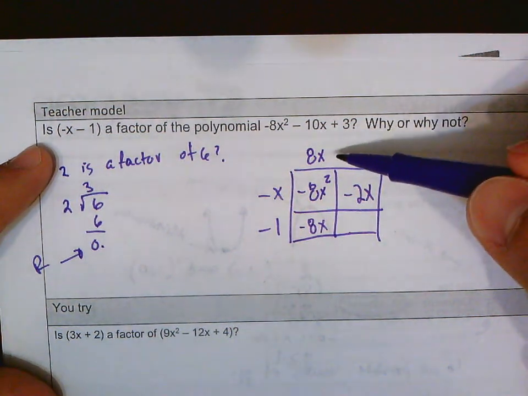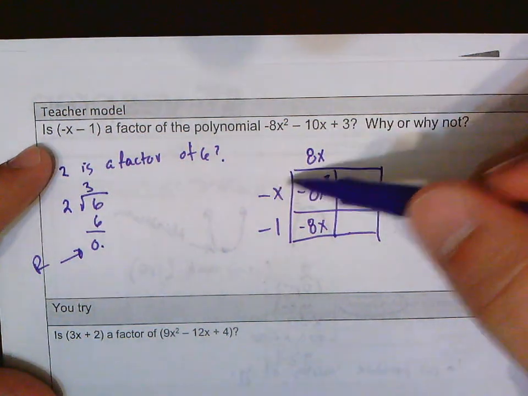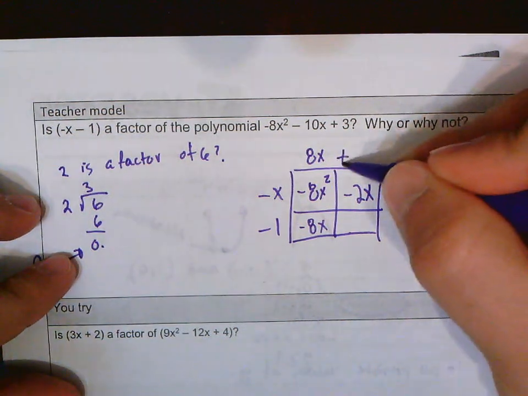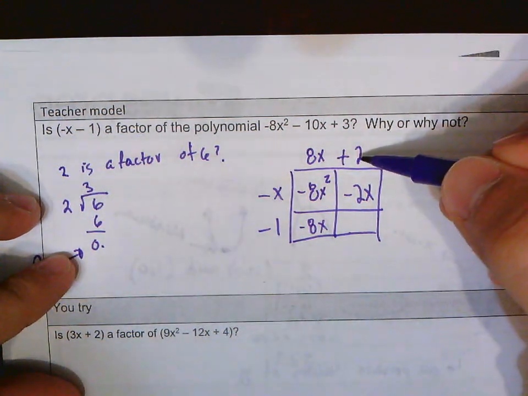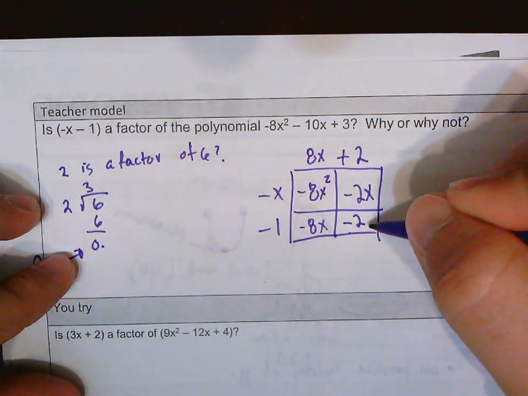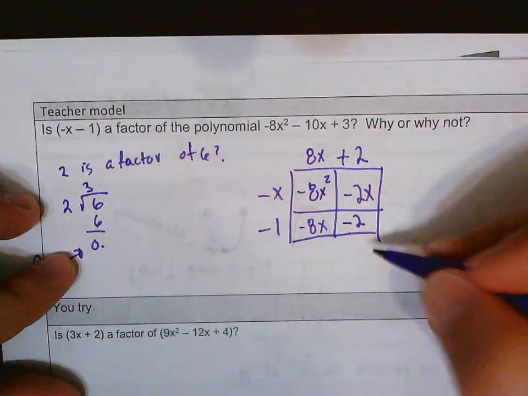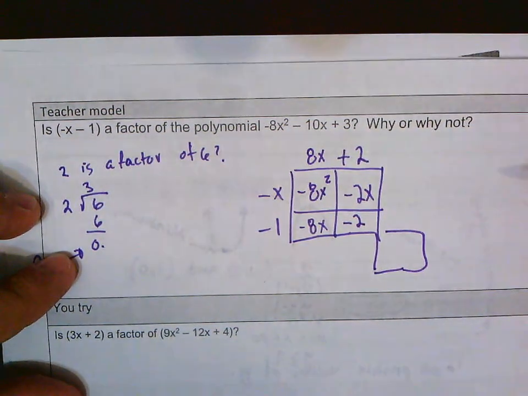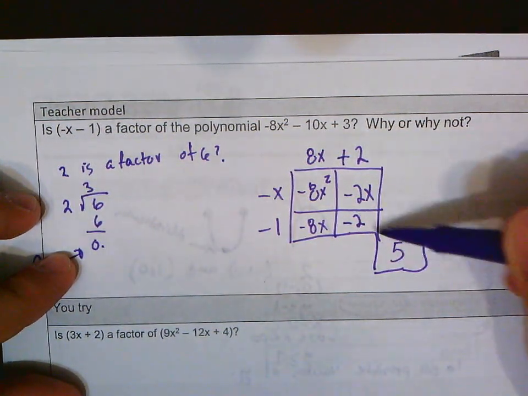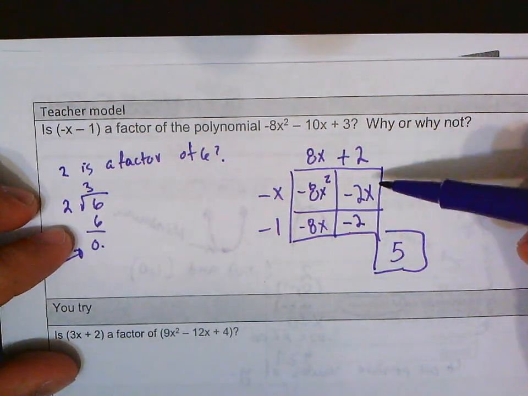And lastly, I need to ask myself, what times negative x gives me negative 2x? The answer is positive 2. 2 times negative 1 is negative 2. Now notice that in this last box, I didn't get positive 3. I got a negative 2. That means that I have a remainder of 5. I need 5 more units in order to get from negative 2 to positive 3.